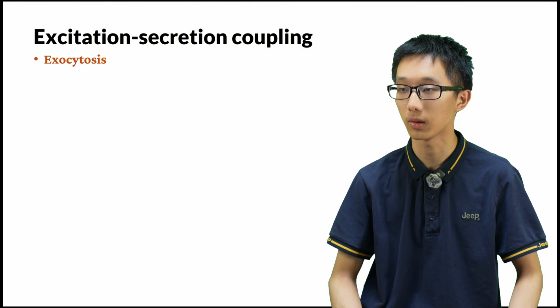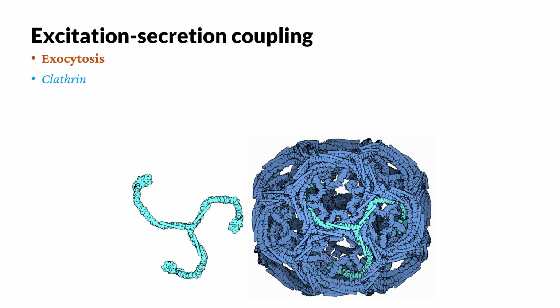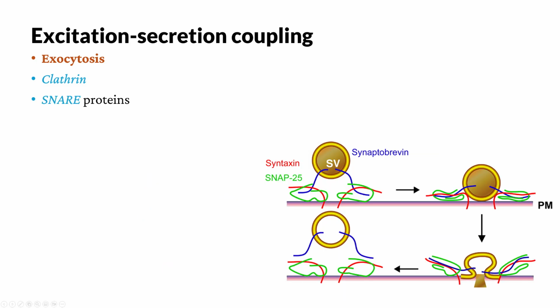to the exocellular space. Vesicles are usually encapsulated by clathrin molecules. This clathrin molecule is boomerang-shaped. Many clathrin molecules can form a cage around the vesicle, maintaining its spherical shape. When exocytosis is performed, the clathrin cage opens up a little bit to allow the vesicle to fuse with the cytoplasmic membrane. Another set of very important proteins are called SNARE proteins.